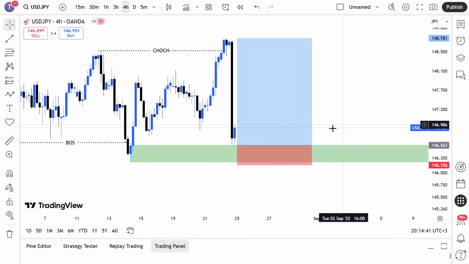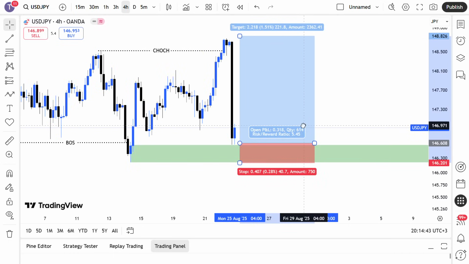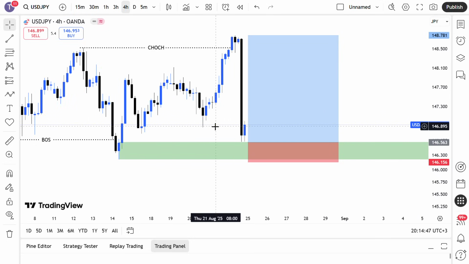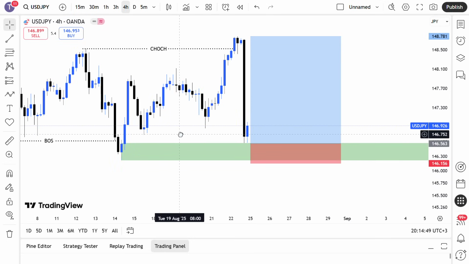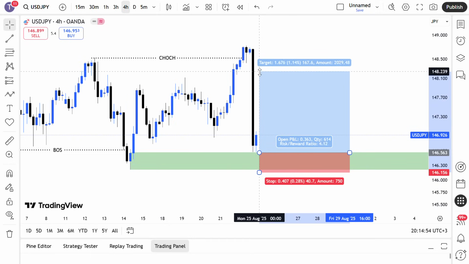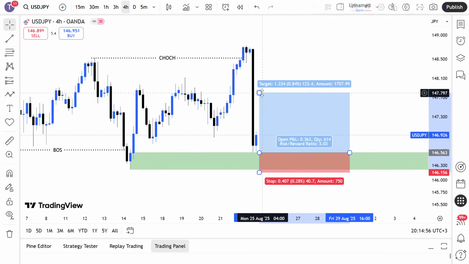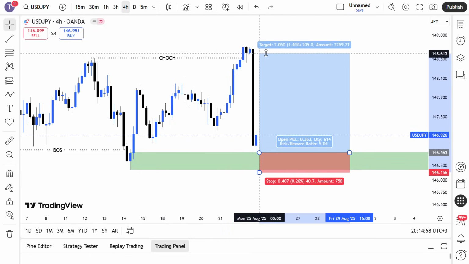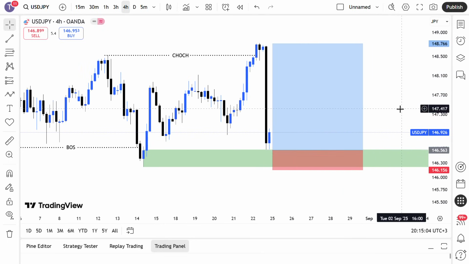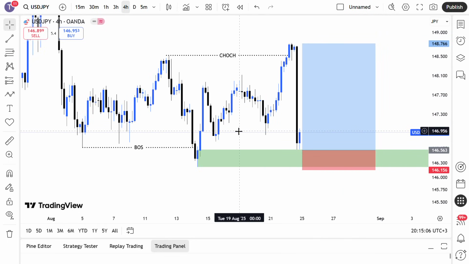And this target should be one where, let's say maybe you have opened two positions, you close one when the price comes to 1 is to 3, and then try to maximize the profits with the other position to this high. So I think that is it for USD JPY.